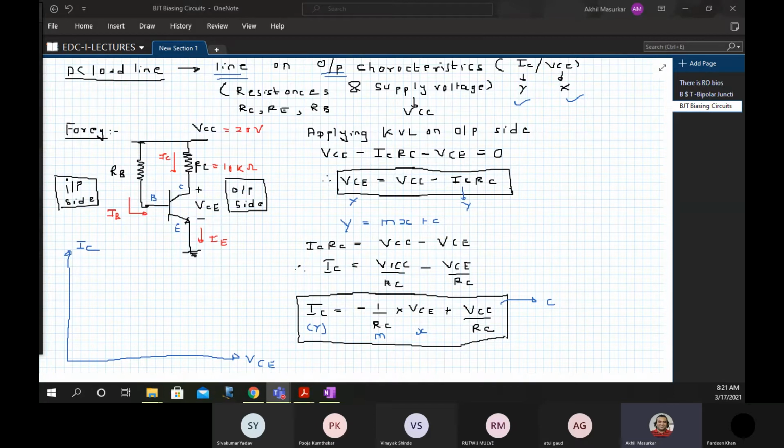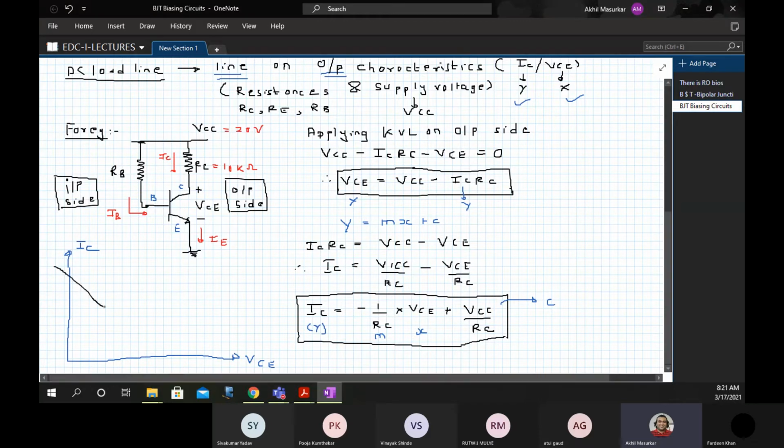The slope of the line is negative because m is equal to minus 1 by RC. Okay, so the slope is negative, that means I can draw the line like this. But now the next question is, what are these points? Let me just write this as point A and point B.